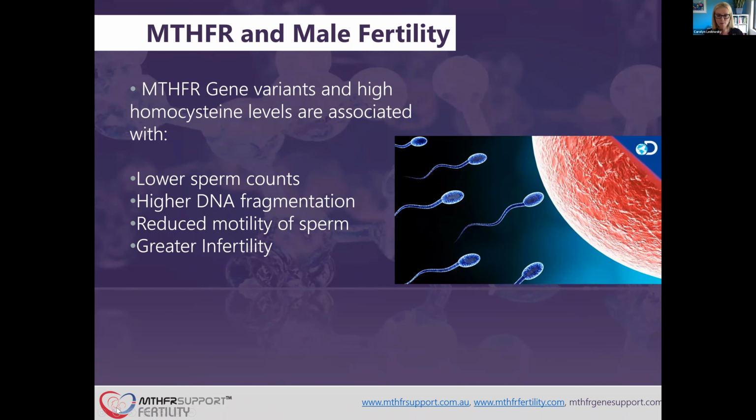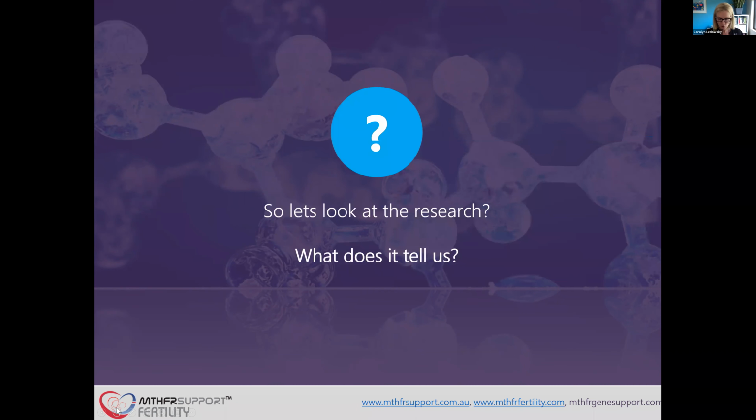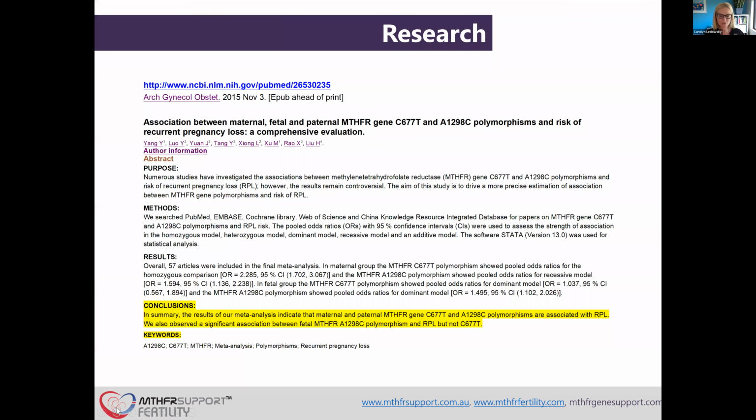Now, if we look at male, remember we said MTHFR really does affect the sperm. So you get lower sperm count, you get a higher DNA fragmentation rate, which means the quality of the DNA is pretty poor. You get reduced motility of the sperm, so it can't swim to get to the egg, and you get greater infertility. So I think it's important to look at the research because it gives us some really good clues. There's a lot of research, and if your doctors or specialists have said MTHFR doesn't matter, well, we'll send you a copy of this presentation, so print out the slides and show them.